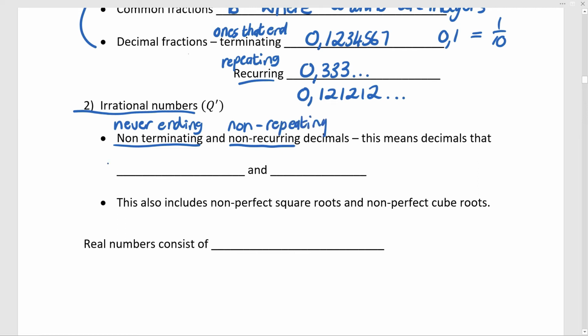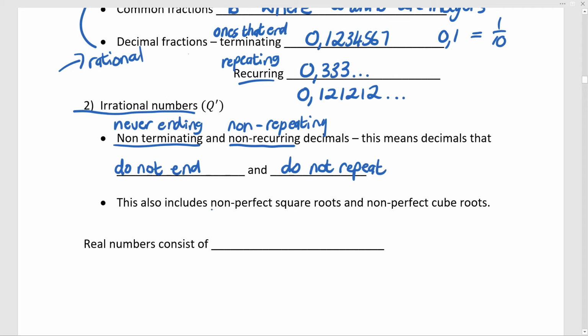Okay, so this means that decimals do not end. I'm just finding new words for the same thing, okay? And they do not repeat, because if they do, they are rational, okay? Because that's back in this category over here. These guys are rational, the ones that terminate and the ones that recur. So they're irrational if they do not end, and they also do not repeat.